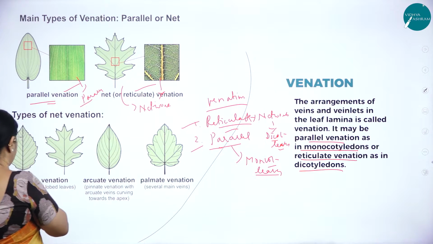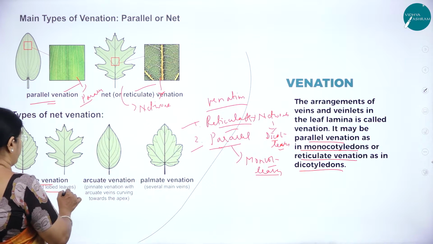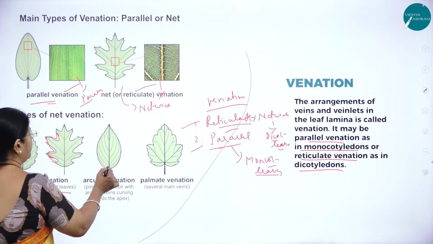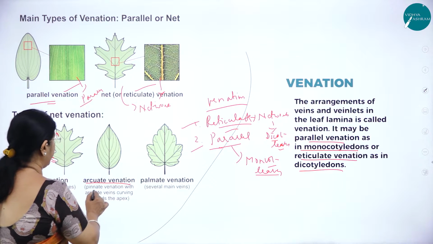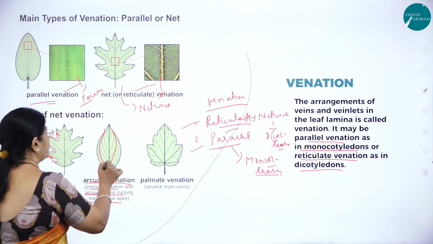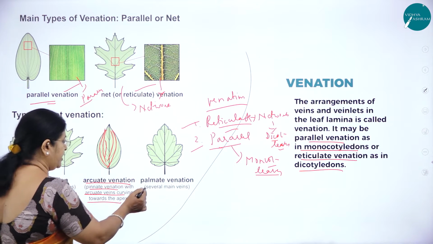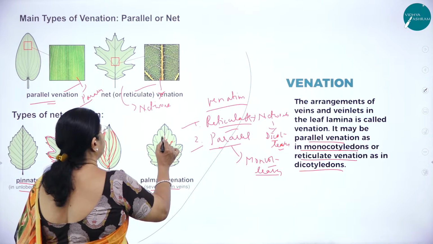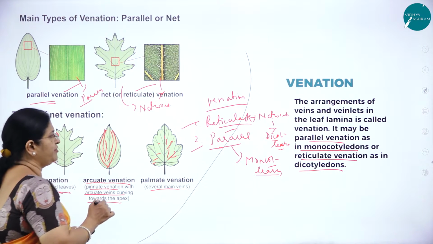Here you can see pinnate venation. Here unilobed and bilobed. Here you can see the margins are serrated. Here you can see arcuate venation, pinnate venation with arcuate veins curving towards the apex. See, here you can see the veins go like this. Here several main veins are there. Here you can see it is bifurcated. So these are all the different types of venation.